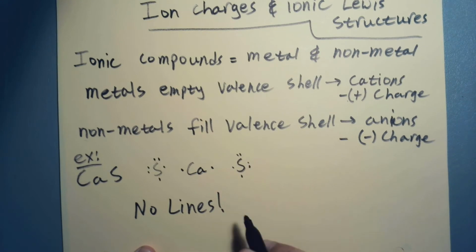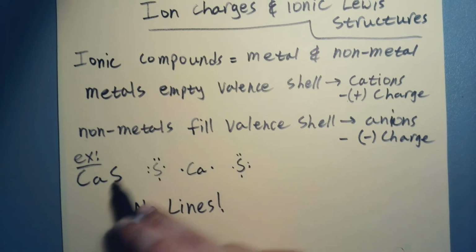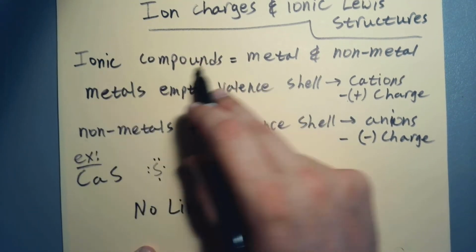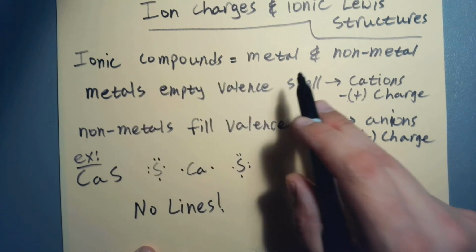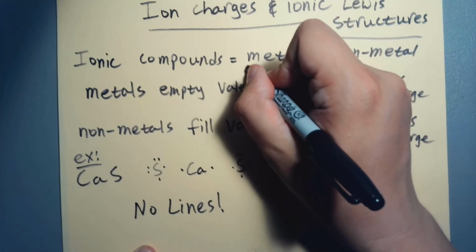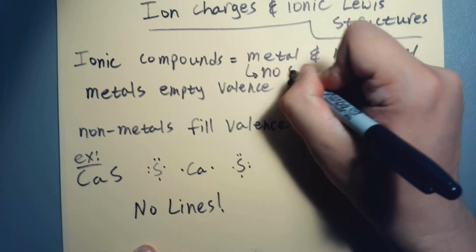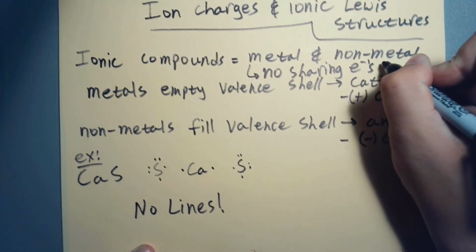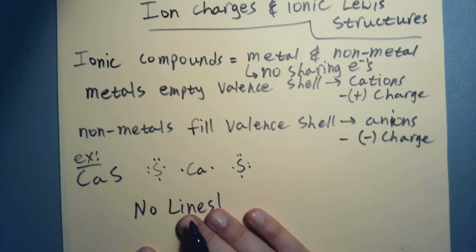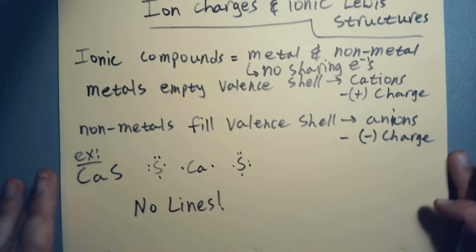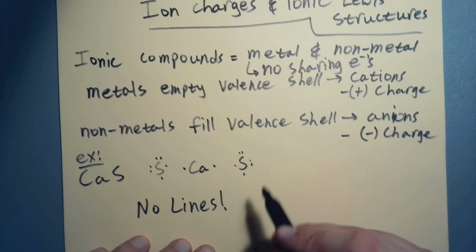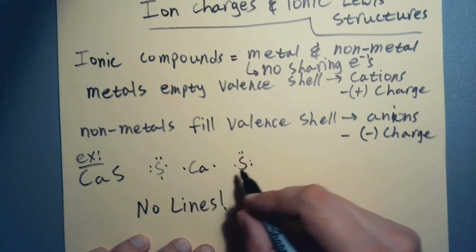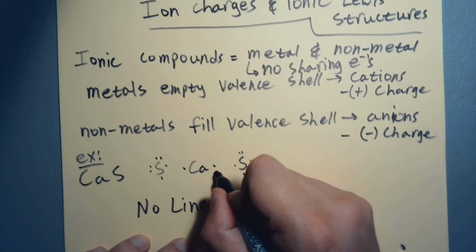Lines mean they're sharing electrons. This, right here, being an ionic compound, means no sharing electrons. No sharing electrons, no lines. I see this all the time. So what does that mean? The electrons are transferred. So this electron, it isn't going to share.